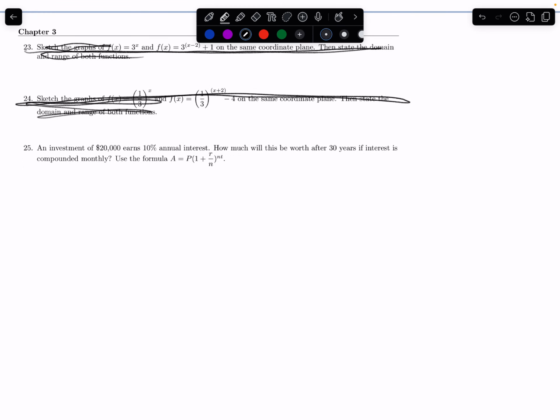Okay, 25. An investment of $20,000 earns 10% annual interest. How much will this be worth after 30 years if interest is compounded monthly? Use the formula. It's given to you right here. A equals P times (1 plus r over n) to the nt. So pretty straightforward question. Let's make sure you're answering the right question though. It says, how much will this be worth? So in other words, how much is the future value, the A? That's what we're going to figure out. Easy, straightforward.